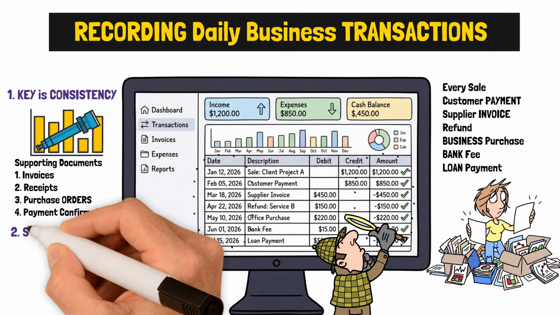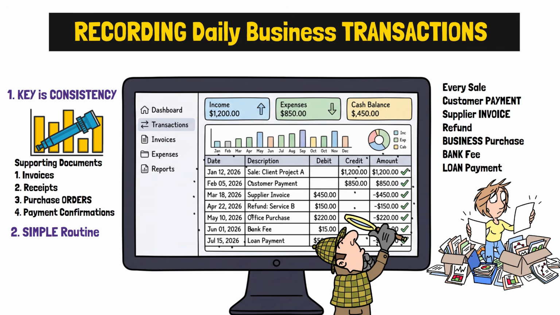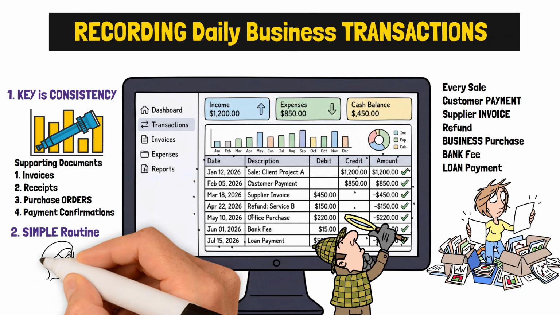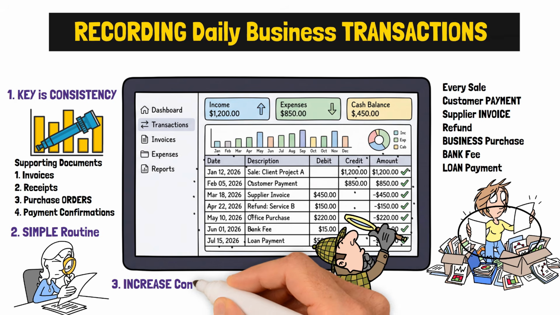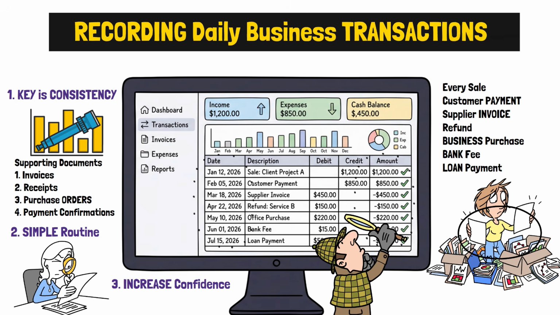Develop a simple daily routine that takes only a few minutes. Review sales, match incoming payments, record expenses, and organize documents before ending the business day. This habit prevents backlogs and keeps financial information current. When your books are updated daily, you always know how much money the business earned, what expenses were paid, and whether your cash position is improving or weakening.